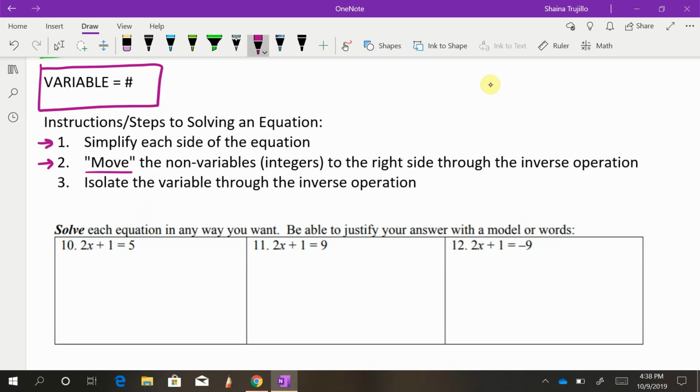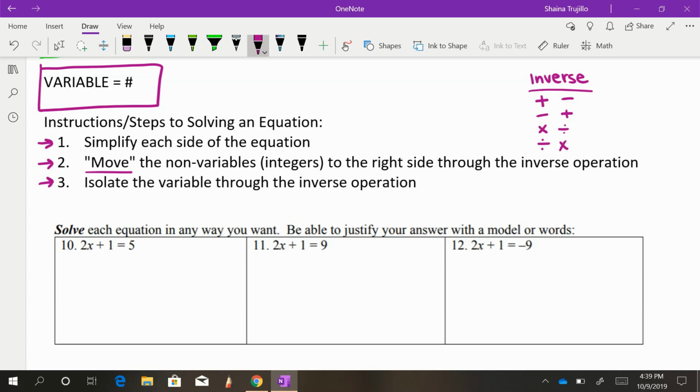Okay, really quick operations. The inverse of plus is minus, just like how the inverse of minus is add. Okay, so the inverse of multiplication is division. The inverse of division is multiplication. Oops, these are my inverse operations. Okay, so my third step is to completely isolate the variable through, again, inverse operations.